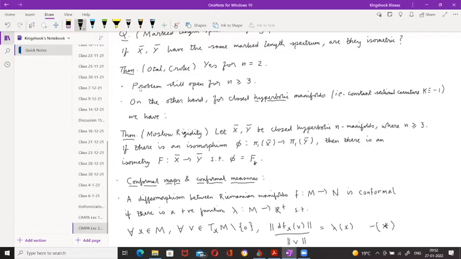For hyperbolic manifolds, that means constant curvature, closed hyperbolic manifolds, and this dimension n greater than or equal to 3 is important. This is false in dimension 2. But for n greater than or equal to 3, if two closed hyperbolic manifolds have isomorphic fundamental groups, so that's purely topological information, then they are isometric. Okay? Then they are isometric.